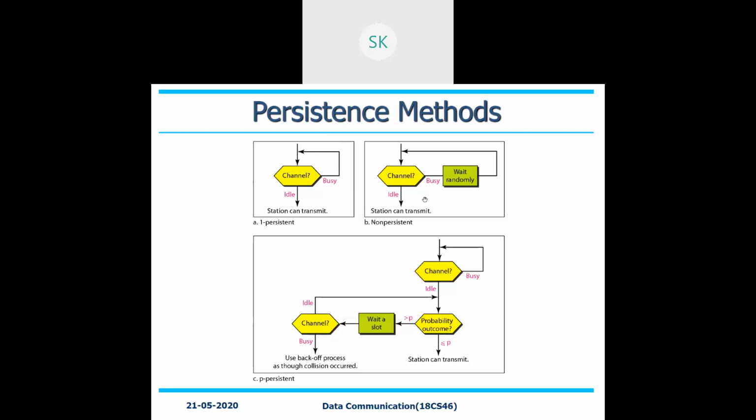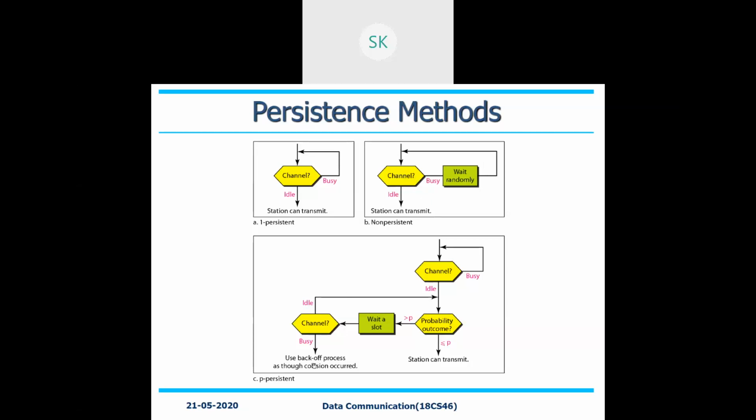Similarly, for non-persistent, it will ask whether the channel is idle or busy. If it is busy, wait randomly, and once again retransmit the same signal. Once the signal says the channel is idle, the station can transmit n number of frames.